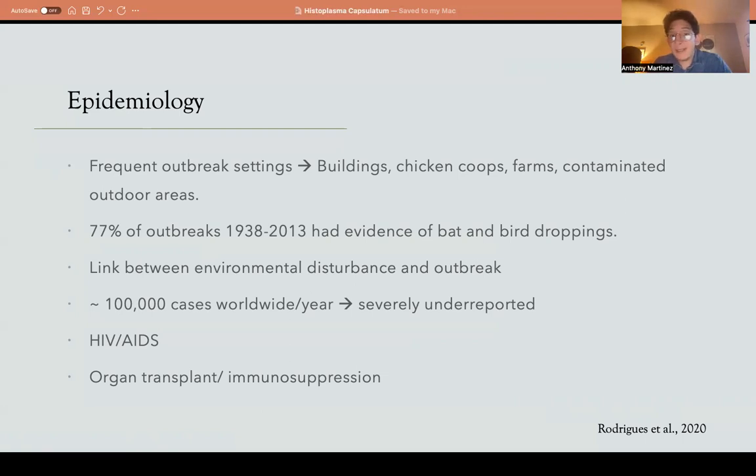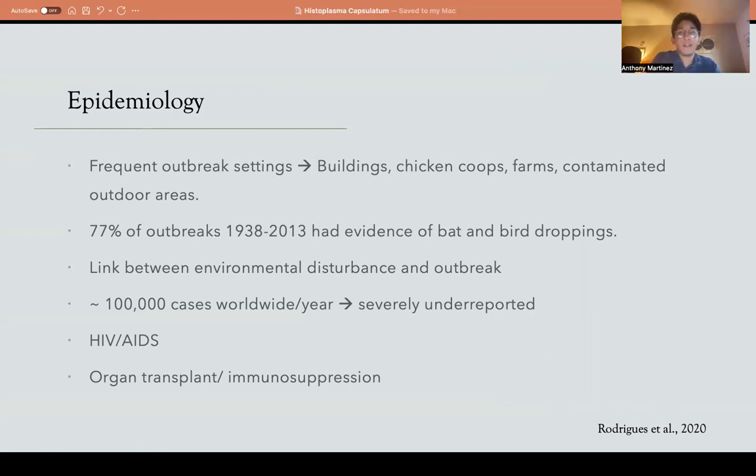77% of outbreaks between 1938 and 2013 had evidence of bat and bird droppings. So that kind of just solidifies that link. Of course, there is a link between environmental disturbance and outbreak. So a lot of construction workers and that sort of thing who are disturbing environments which have been contaminated with fecal matter from infected birds and bats, they are severely at risk.